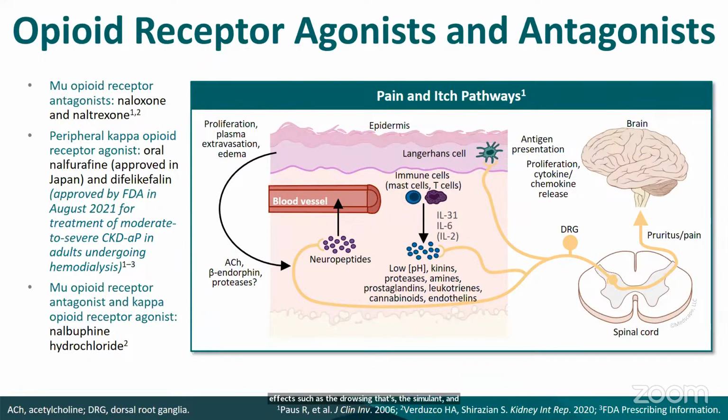So when we take a look at the opioid receptors and antagonists, pain and itching pathways, those MORs, or mu opioid receptor antagonists, are naloxone and naltrexone. For the peripheral kappa opioid receptors, there's one called nalfurafine, and it's approved in Japan. But here in the United States, again, we have difelikefalin, and it's been approved in the United States for patients on hemodialysis, to be given on hemodialysis.